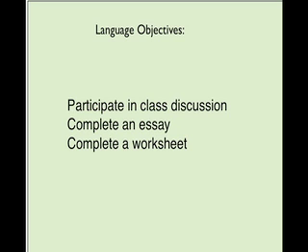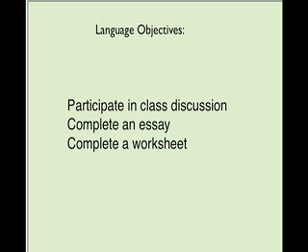Here we have language objectives, which are fairly common. I'm seeing these quite a bit, and they really cover the language domains, which is what we want to see, as they're to participate in a class discussion, complete an essay, and complete a worksheet.